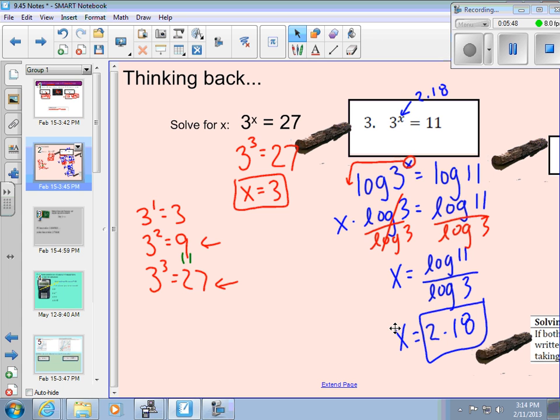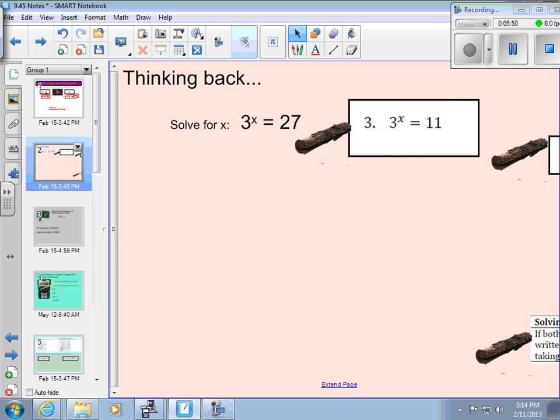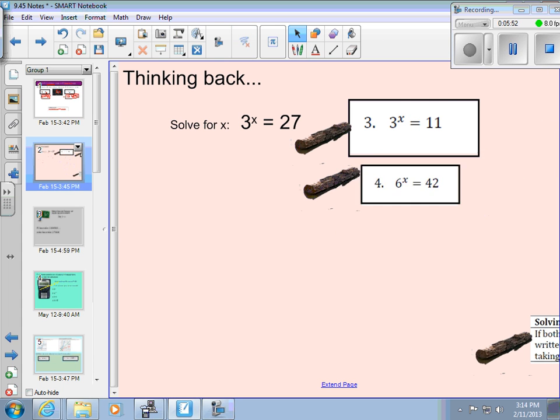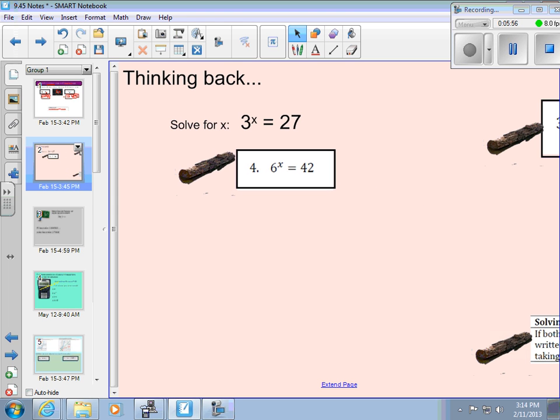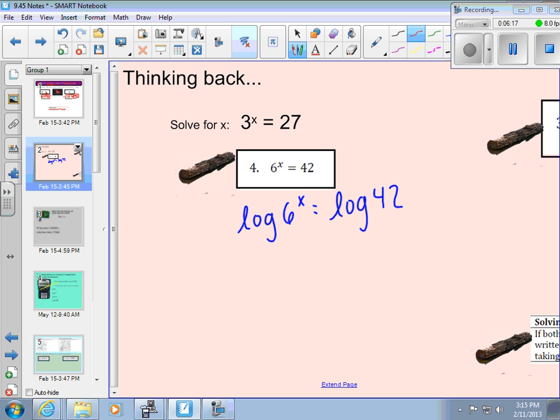All right, let's try another one here. On number 4, we kind of want to do the same thing. We want to figure out what 6 to what power equals 42. So on this problem, again, the key is to put log on both sides. Log of 6 to the x equals log 42. Our exponent property now, anytime you got log with an exponent, we're able to move that out front.